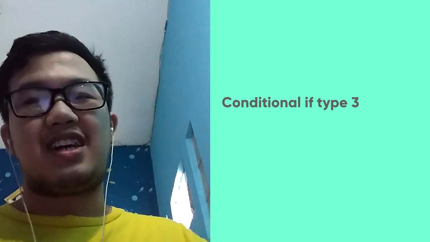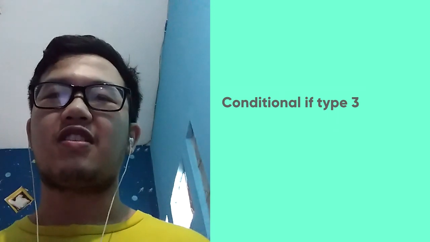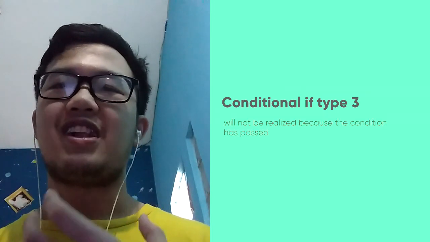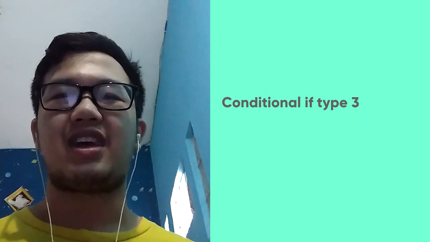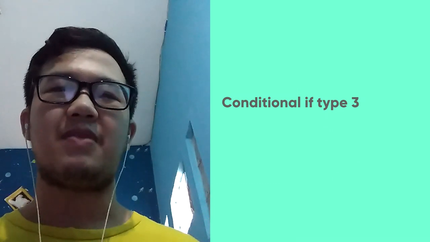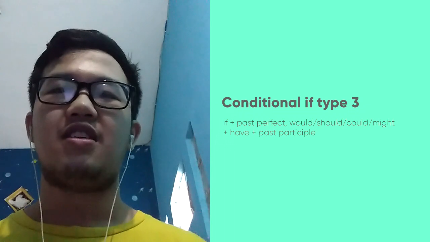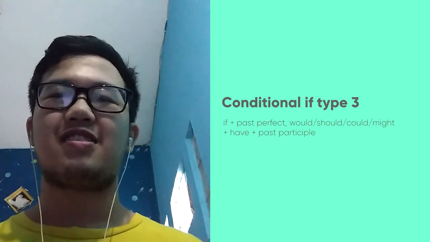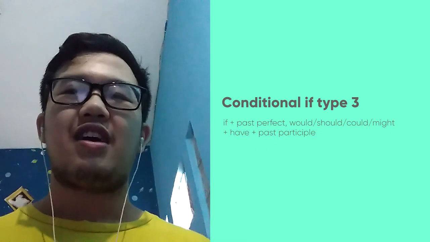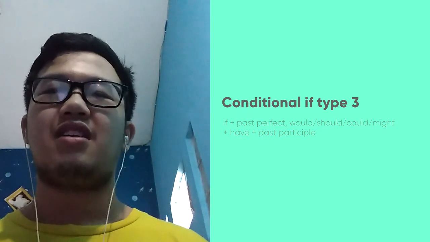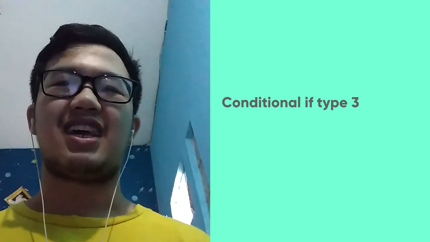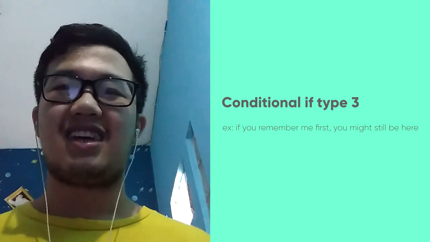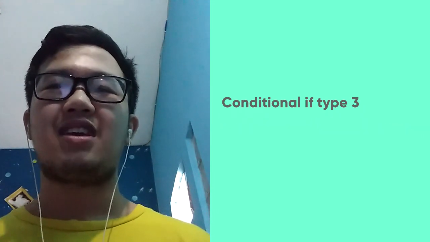Next is conditional if type 3. Conditional if type 3 is where a possibility will not be realized because the condition has passed. How to make it? You can make if plus past perfect, or you can use would, should, could, and might plus have plus past participle. I have one example for conditional if type 3: if you remembered me first, you might still be here. If you remembered me first, you might still be here.